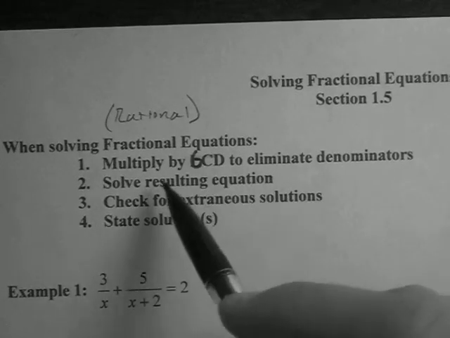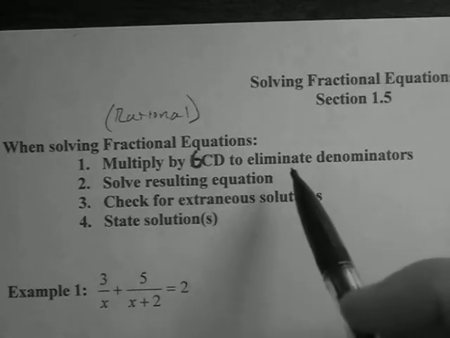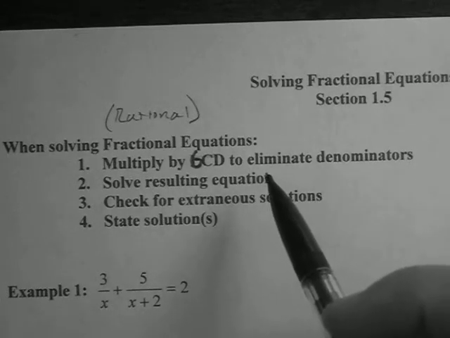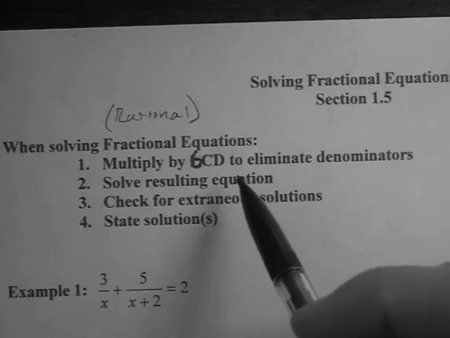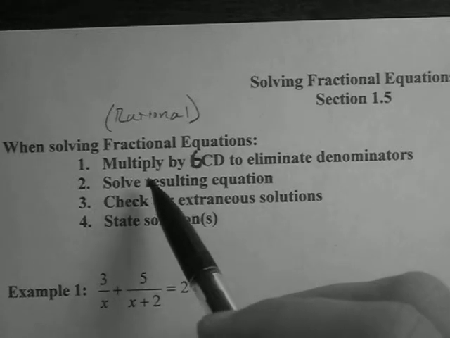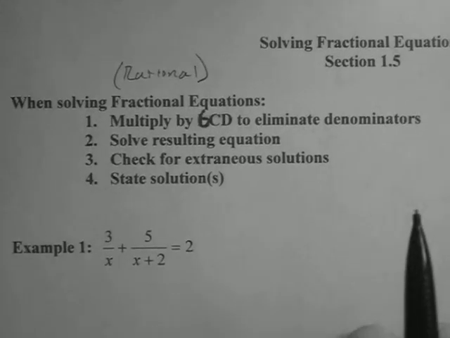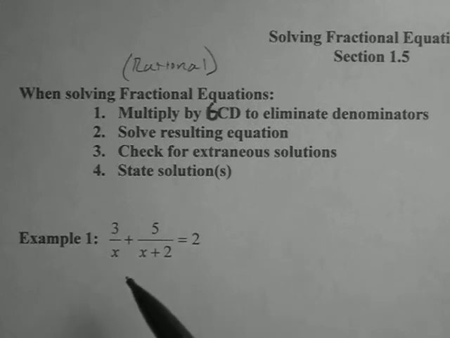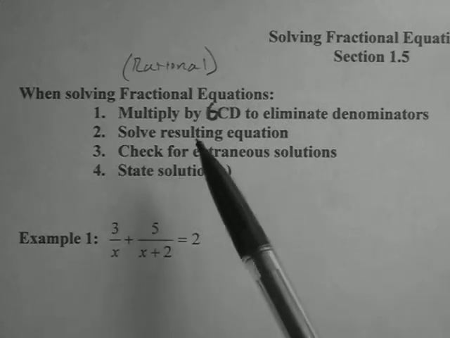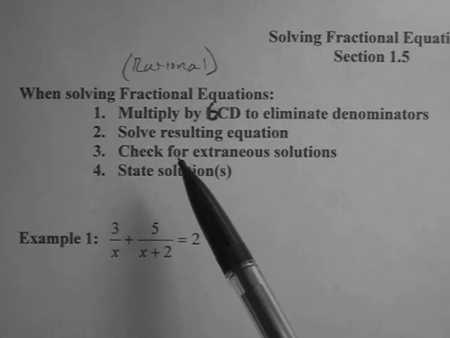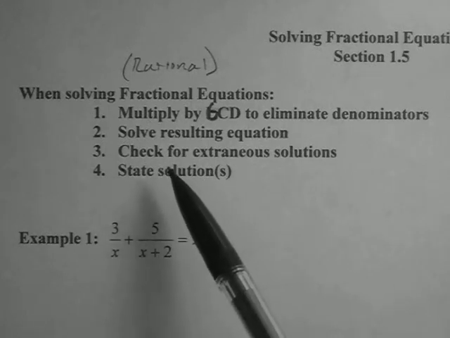And you do that by multiplying all terms by the greatest common denominator to eliminate the denominators. This will get rid of the fractions. Your first step when you see a fractional equation is to get rid of the denominator. It'll make it easier to solve. The second step, you just solve whatever resulting equation you have. It might be linear, it might be quadratic.